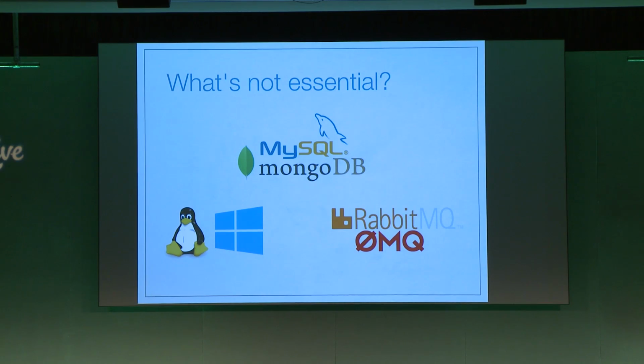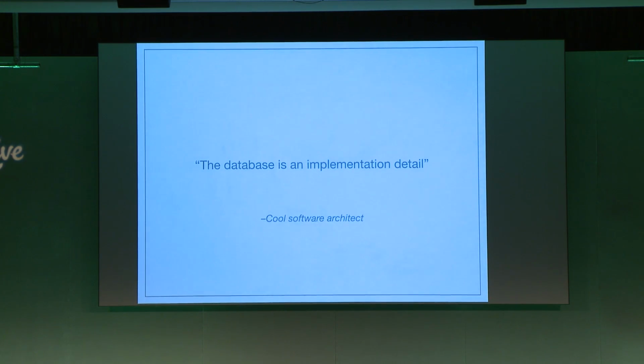So together, domain model and the ways you can interact with your domain objects constitute your application's use cases. And what's not essential, as you already saw in the slide, is any kind of technology you pick which is surrounding your application. As the cool software architect tells us, the database is just an implementation detail. Just say that sometimes at the office.